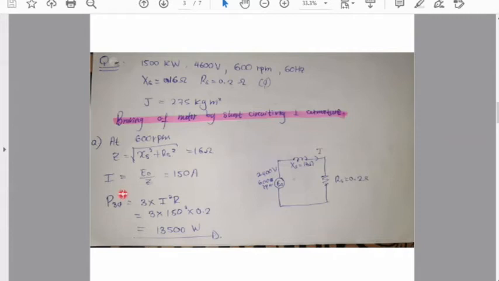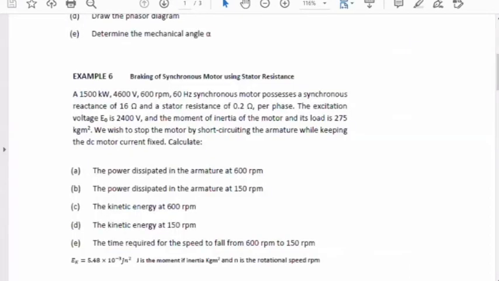And thereafter, you go and calculate your current. What is the value of your current? Current is nothing but E naught divided by Z. And E naught is given to us. There it is here. Sorry, just 1 minute. I feel like there's something off here.